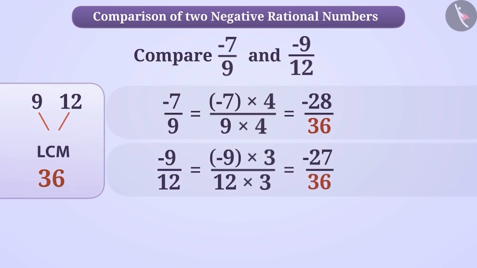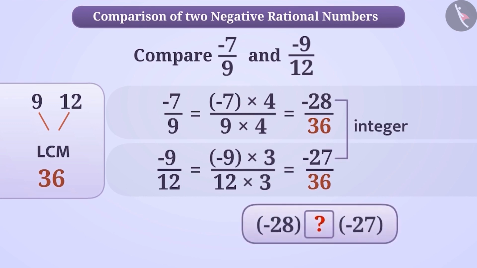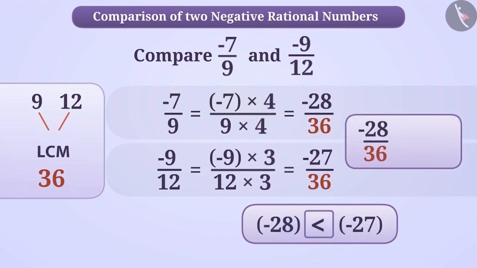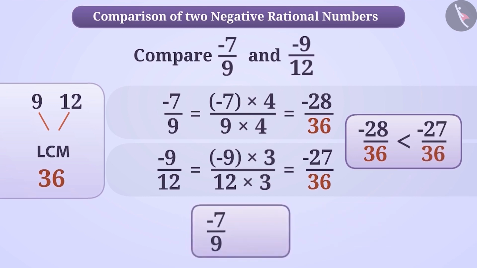After making the denominators equal, one numerator is -28 and the other is -27. Both are integers. When we compare two negative integers, then the integer whose value is greater without a negative sign, its value becomes smaller with the sign. That means -28 is lesser than -27, or -28 by 36 is lesser than -27 by 36, or -7 by 9 is lesser than -9 by 12.